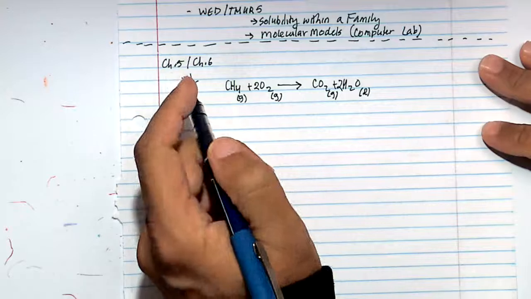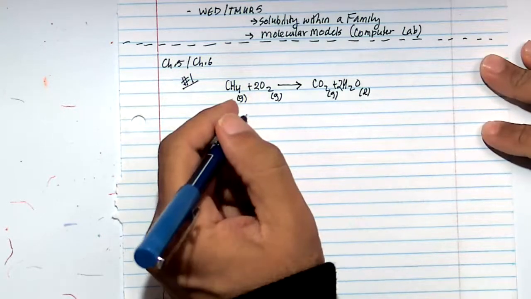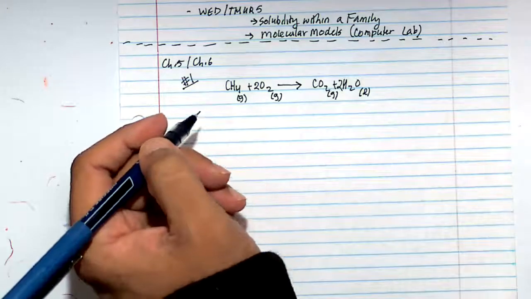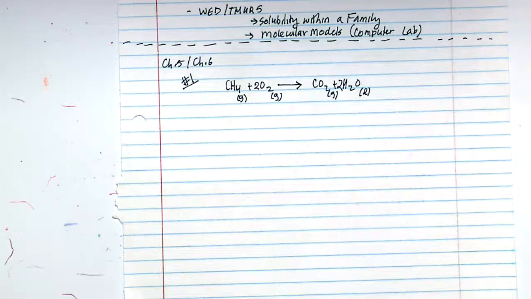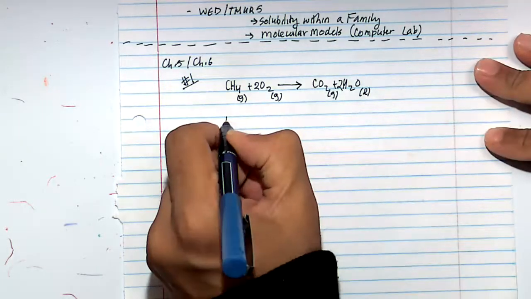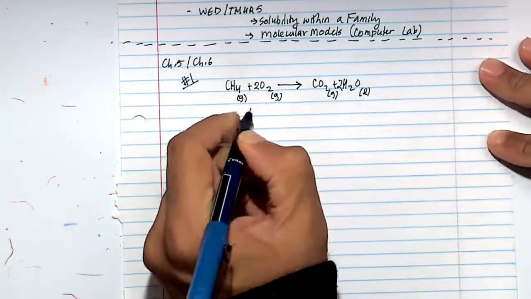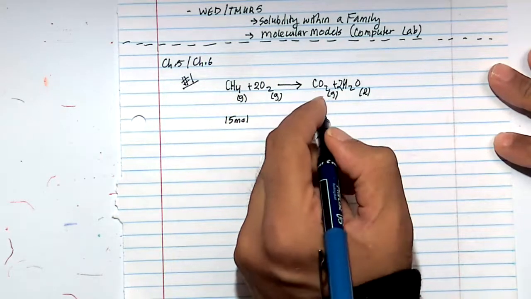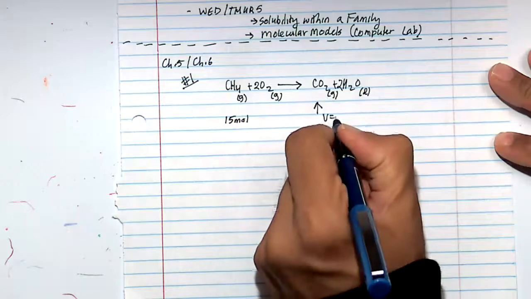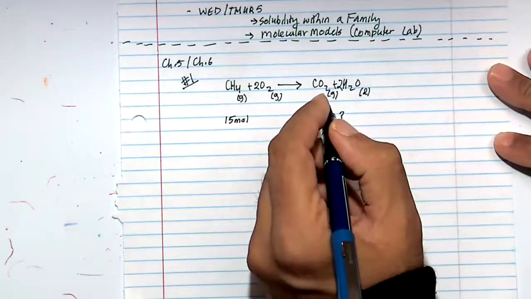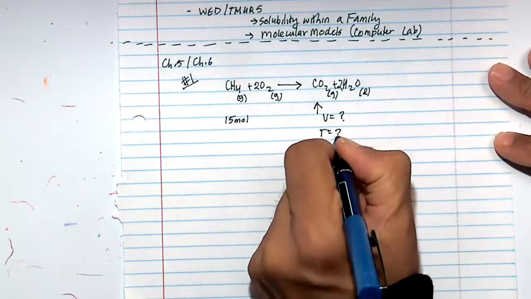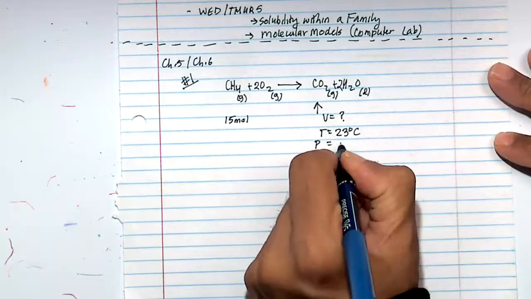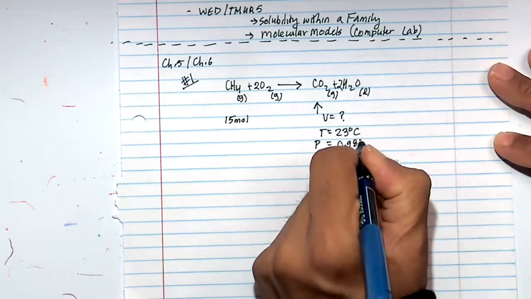Let's say from this balanced chemical equation, I have my calculator. Let's say I have 15 moles of CH4. A typical question may ask: what is the volume of the CO2 product I get if this reaction is done at a temperature of 23 degrees C and a pressure of, let's say, 0.985 atmospheres?